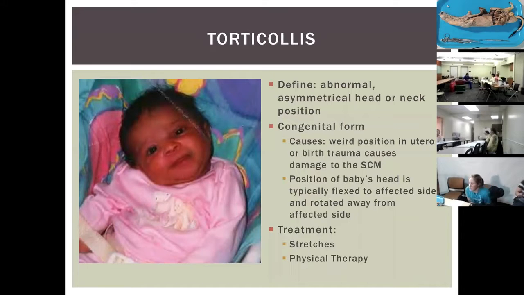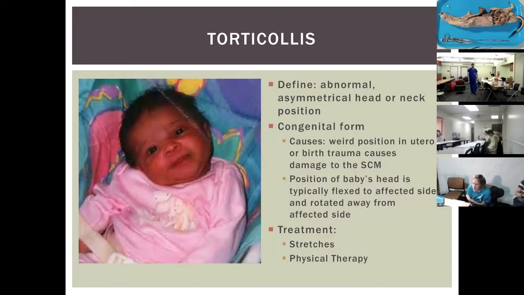One thing that can happen when you have an issue with your sternocleidomastoid is a condition called torticollis. And that is just an abnormal asymmetrical head or neck position. We are going to talk about the congenital form, meaning that kids are born with this. The causes could be that when they're still in the uterus, they were in a weird position, or birth trauma causing damage to the sternocleidomastoid.